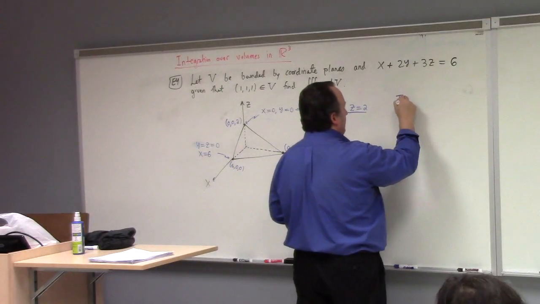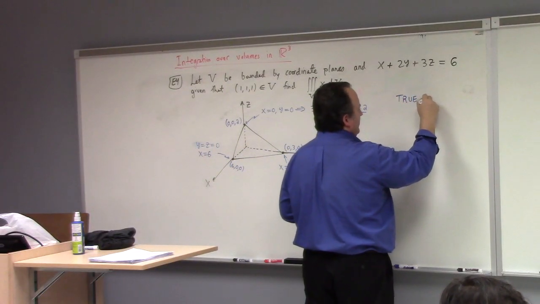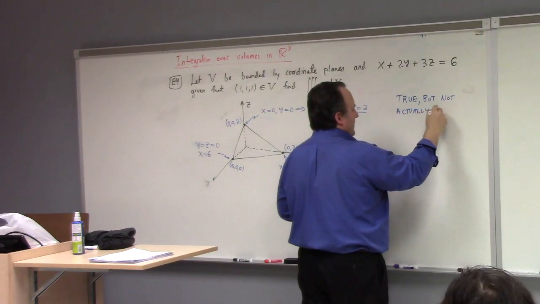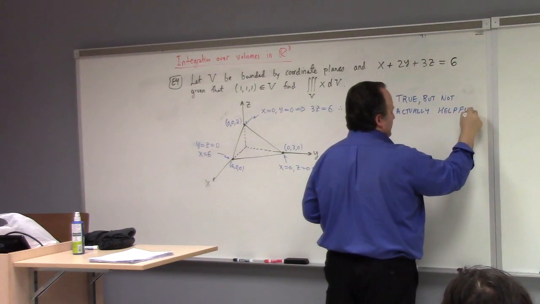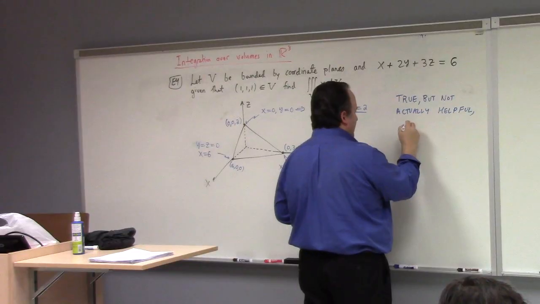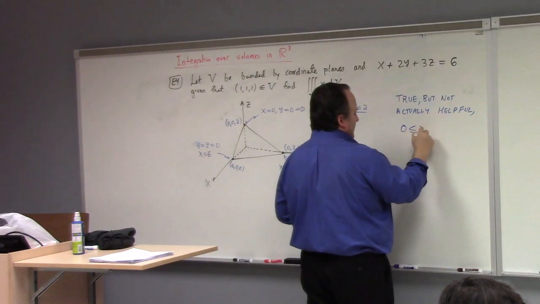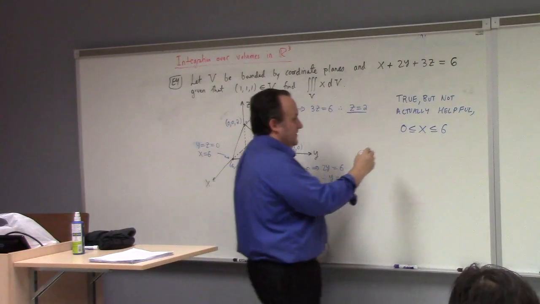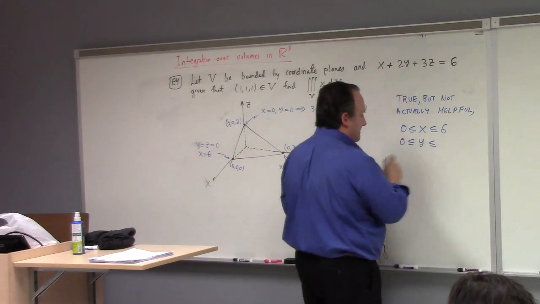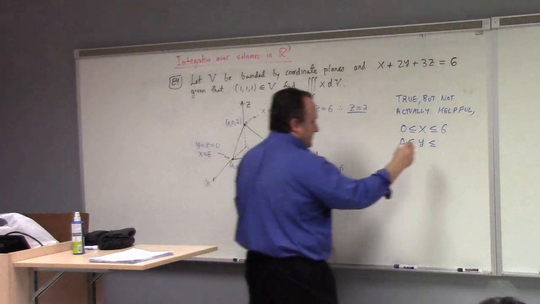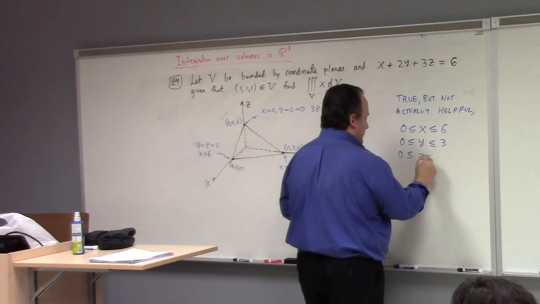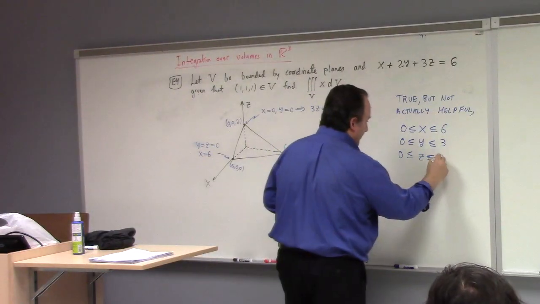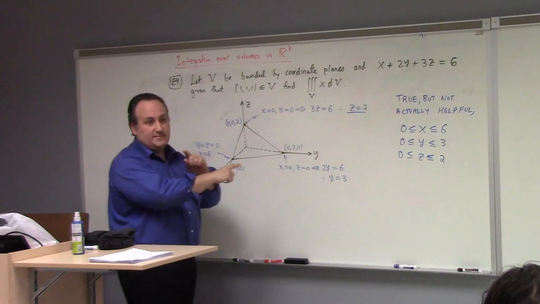So let me tell you something that's true, but not actually helpful. And this is something that we all struggle with, because we'll find something that's true and say, well, that's true, that must be it. So how about this? 0 less than or equal to x less than or equal to 6. True? Great. 0 less than or equal to y less than or equal to 3, right. 0 less than or equal to z less than or equal to 2, apparently. Exactly, that would be a box.